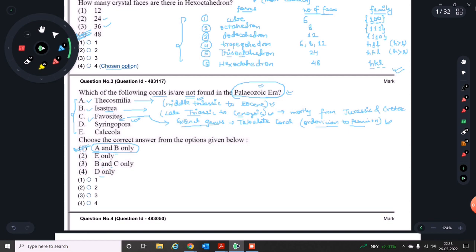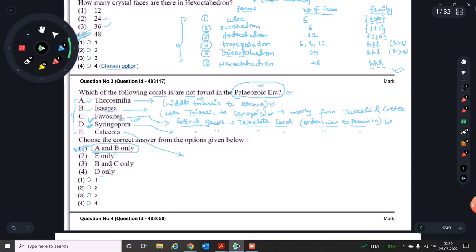So do note this point down that it is an extinct genus, and it belongs to tabulate corals. Again, Syringopora. Syringopora is also similar. It is actually not just similar, but exactly the same. It is also an extinct genus of tabulate coral, and its range is exactly the same, Ordovician to Permian. So Syringopora and Favosites have the same lifespan, and both are extinct genera of tabulate corals.